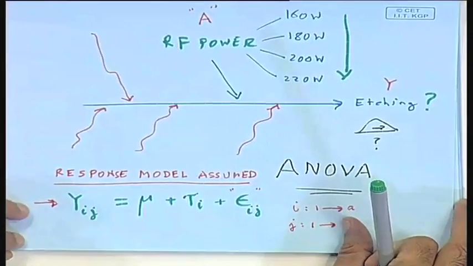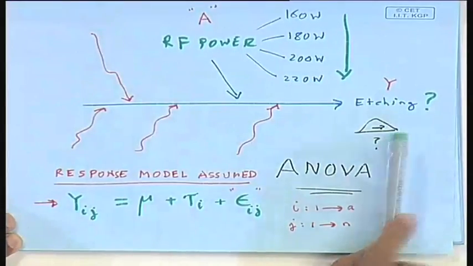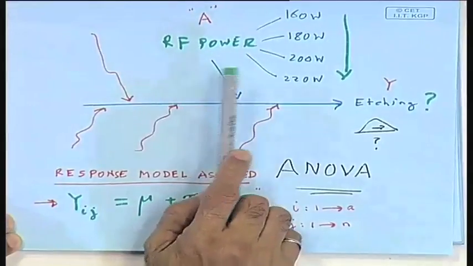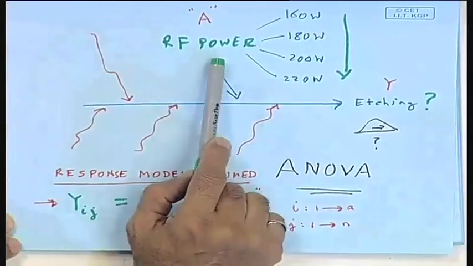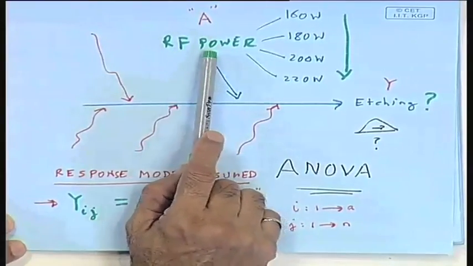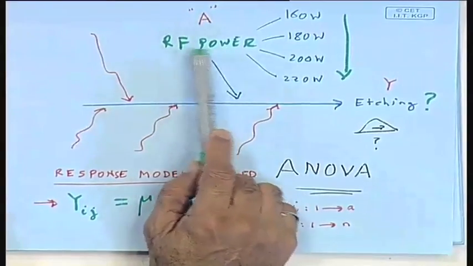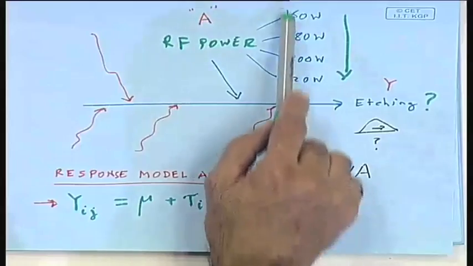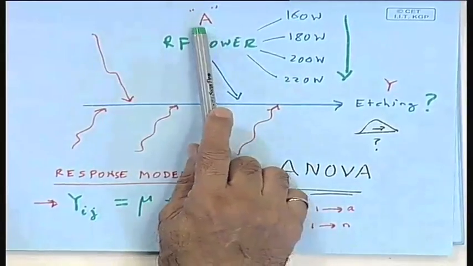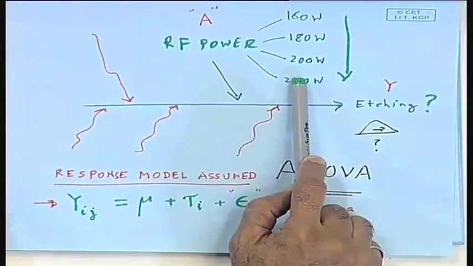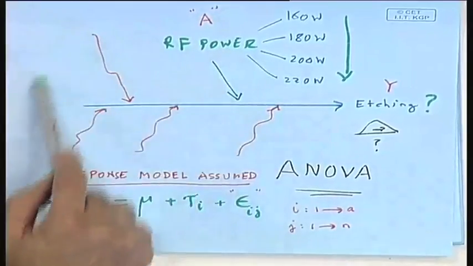It turns out, suppose indeed RF power had no effect whatsoever on etching. Suppose it had no effect. Then the effect that we would measure here would be affected by all these noise factors. So in fact, if RF power had no effect whatsoever on the response, we'd probably find the mean sum of squares due to treatments, which is like the mean deviation that I produce, the sum of all the deviations that I produce by varying the experimental factor over this full range of treatments. It would turn out that this mean sum of squares should be comparable to what we have here from the errors.